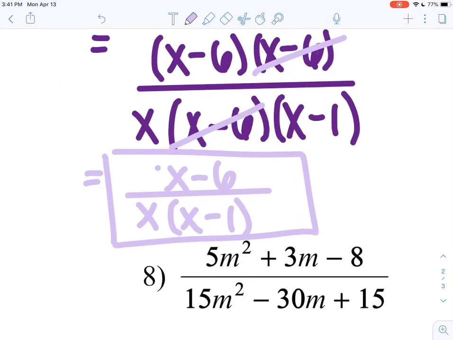Again, I can't cross out this x with this x because the top x is a part of a binomial, and that cannot be crossed out.